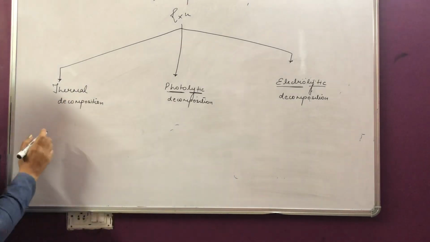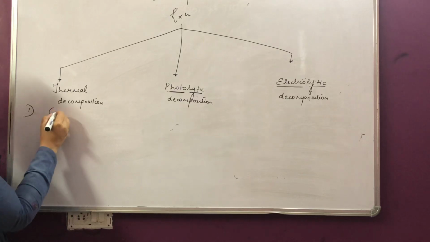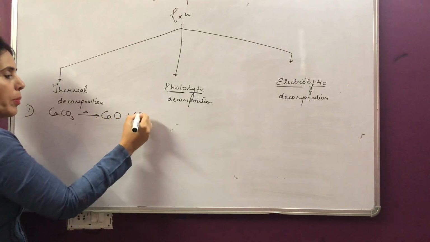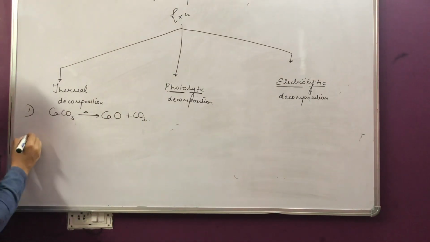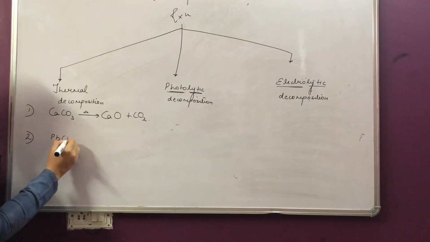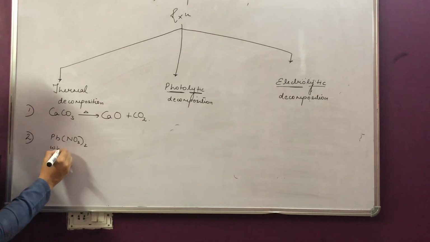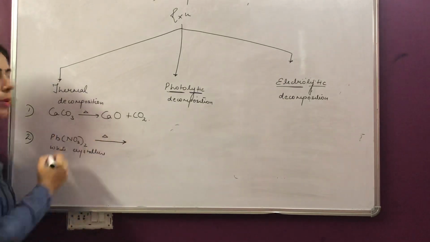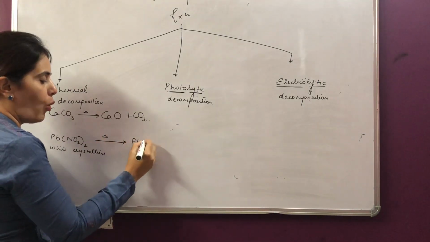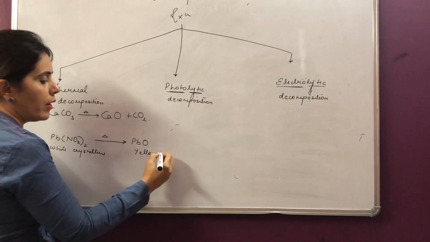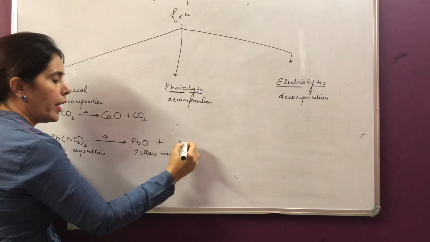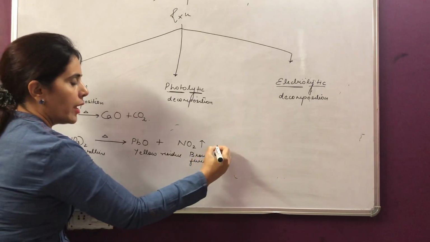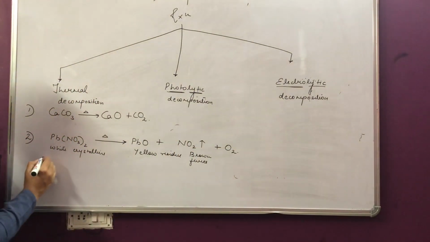For thermal decomposition reactions, there are 3 examples. The first one is calcium carbonate, which on heating gives calcium oxide plus CO2. The second one is Pb(NO3)2, which is a white crystalline salt. On heating, this triangle we make for heating, it makes PbO, a yellow residue, plus NO2, a gas which comes out as brown fumes, and O2. And what is the observation?